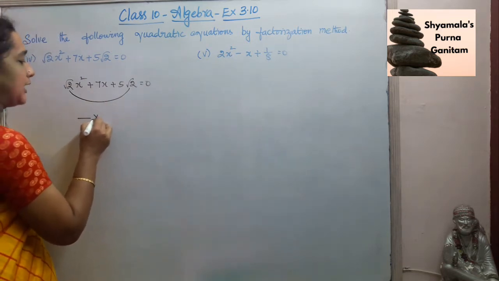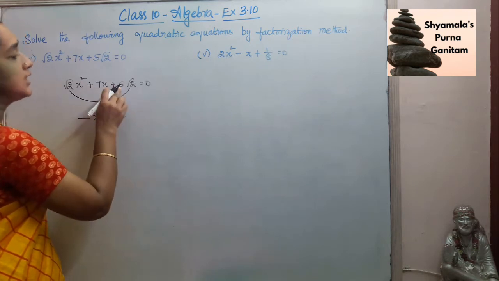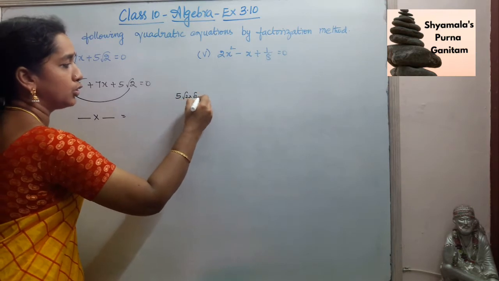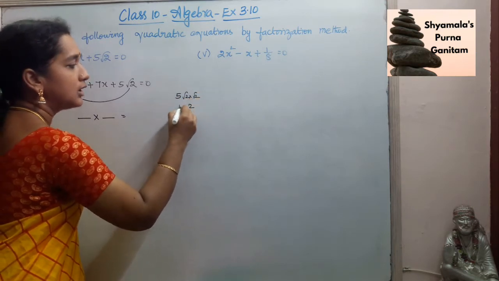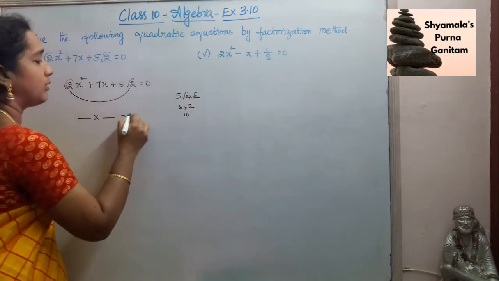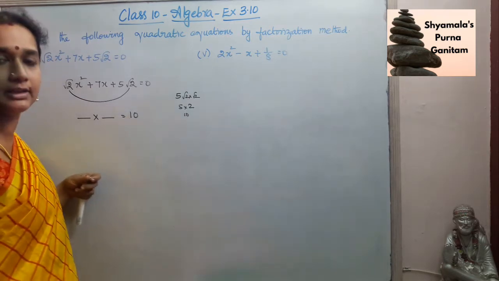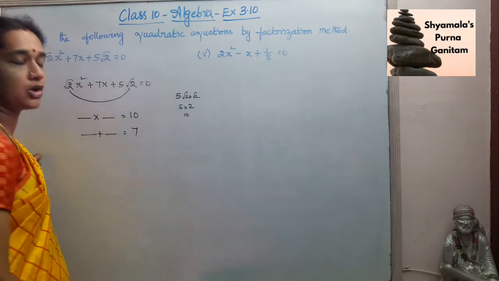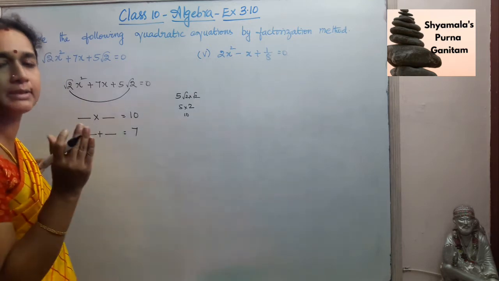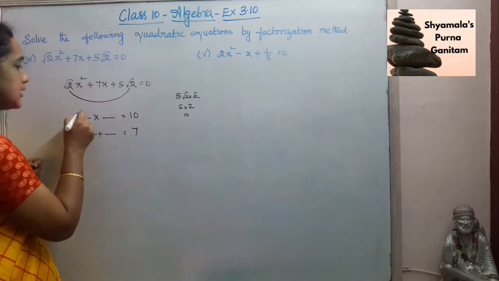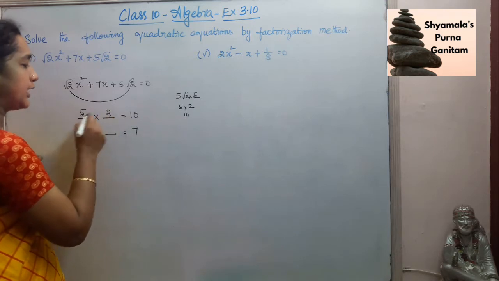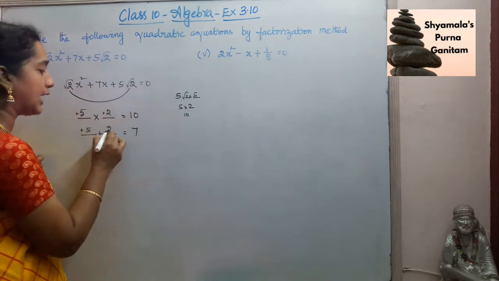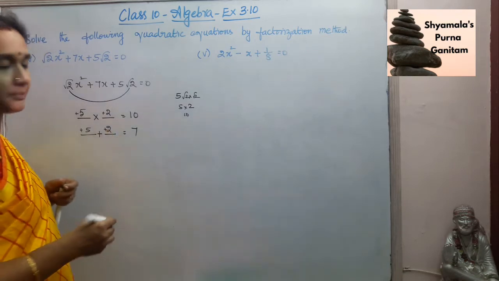So when we multiply any two terms, we have to get 5 root 2 into root 2. Root 2 into root 2 is 2, 5 into 2 is 10. So when we multiply the two terms, we have to get 10, and when we add the same two terms, we have to get 7. Accordingly, we take the numbers. It is very simple. 5 twos are 10, so here 5 and 2. Since it is a positive sign, no problem. So plus 5 and plus 2 is plus 7.